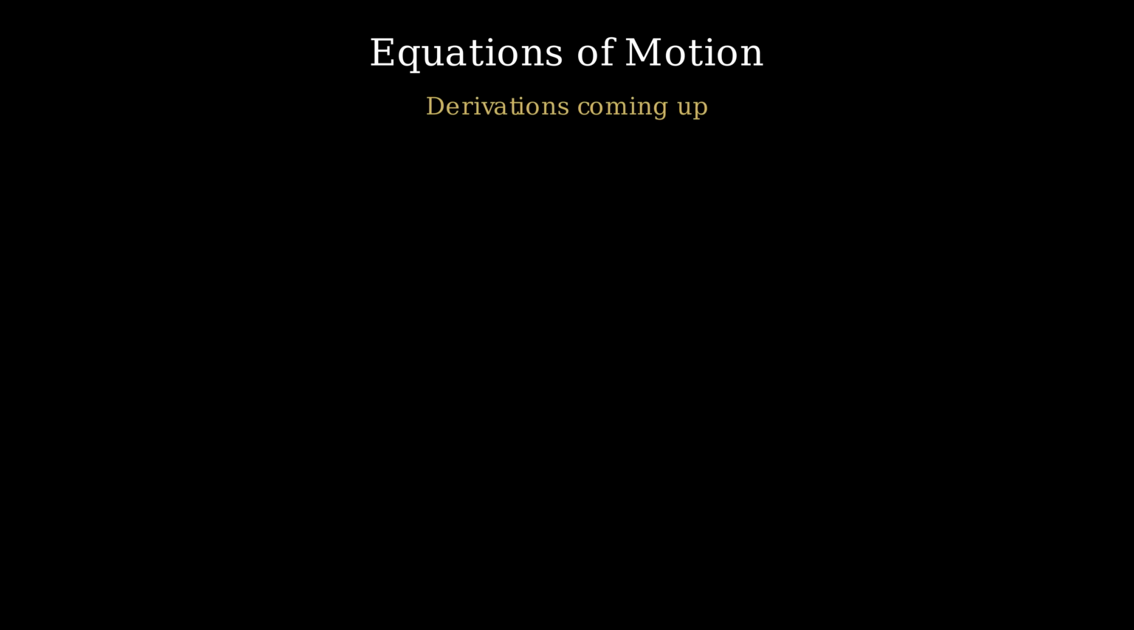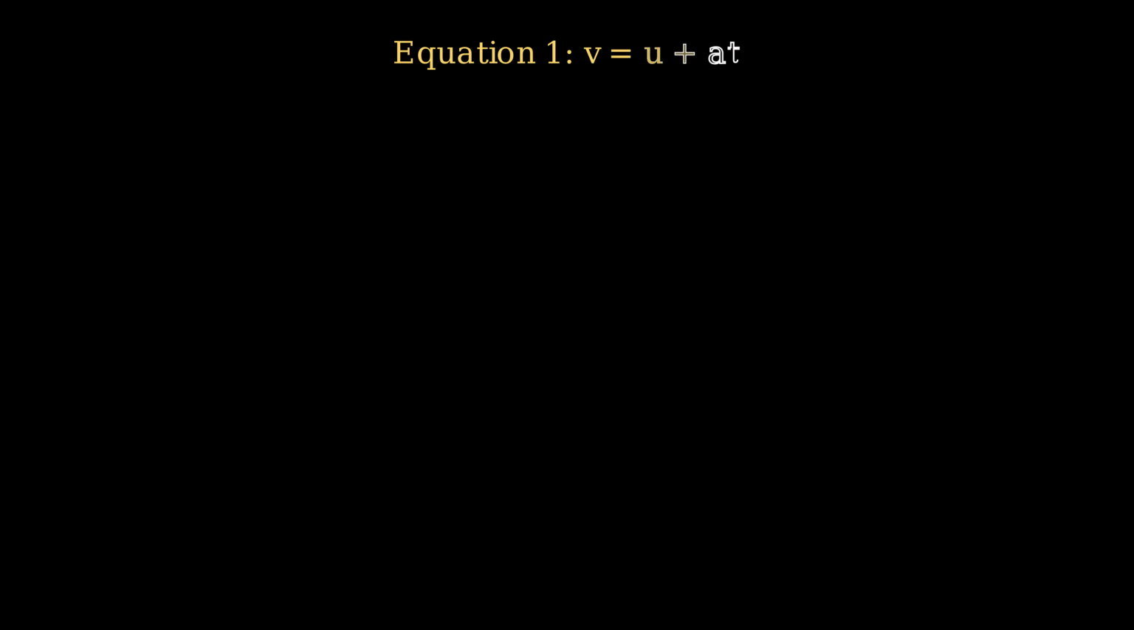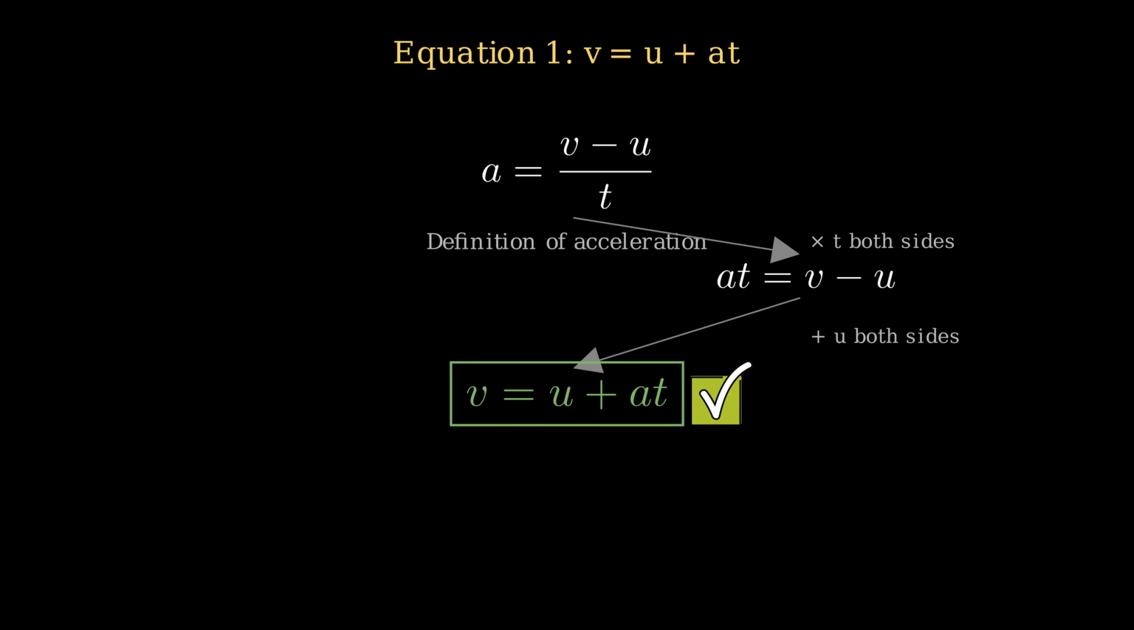There are three fundamental equations of motion for uniform acceleration. Let us derive them. The first equation is v equals u plus at. We start with the definition of acceleration. Acceleration equals change in velocity divided by time, or (v minus u) divided by t.